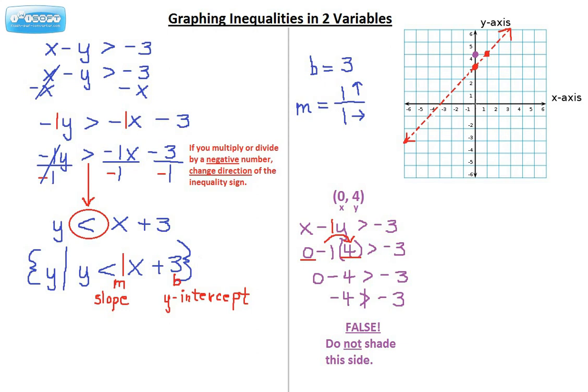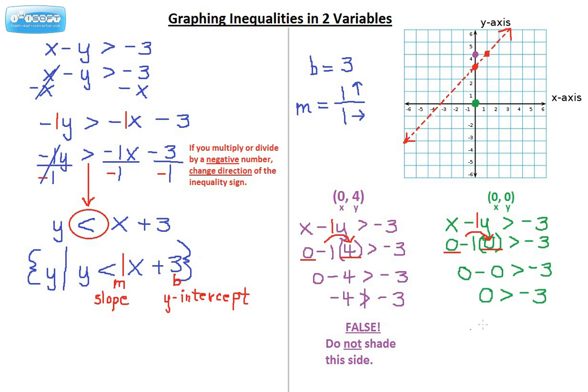Now let's select a point from this side of the graph. Let's select the point 0, 0. Here we're substituting the ordered pair in for x and y. And now we want to solve. First we multiply. Next we combine like terms. And we have 0 is greater than -3. This is true.